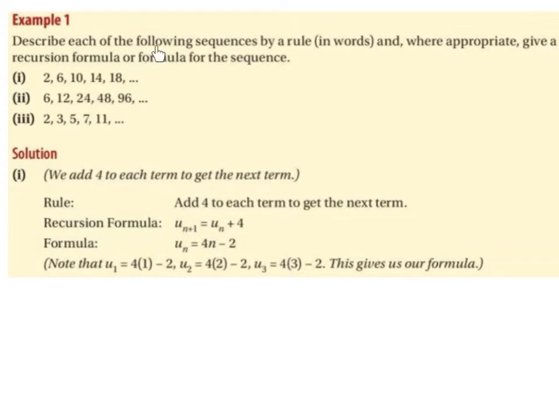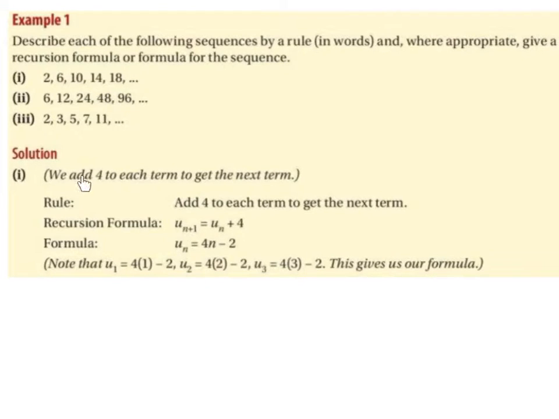Describe each of the following sequences by a rule in words, and where appropriate, give a recursion formula or formula for the sequence. So the first one is 2, 6, 10, 14, 18, ... So the first thing you want to do is just have a look and see, is there a common difference between each term? So to get from 2 to 6 plus 4, from 6 to 10 plus 4, from 10 to 14 plus 4, from 14 to 18.